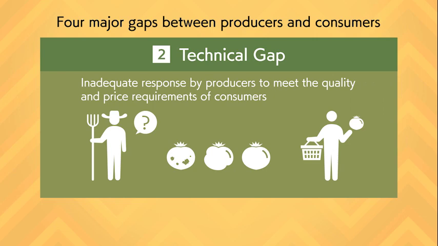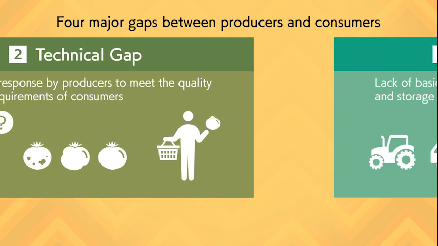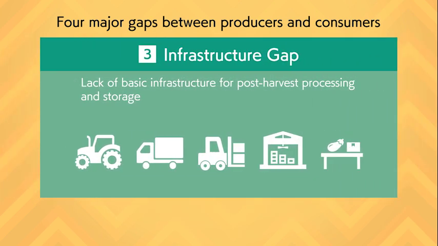The technical gap refers to a situation where technical constraints make it difficult for producers to meet the quality and price requirements of consumers. The infrastructure gap refers to the lack of basic infrastructure for post-harvest processing and storage, which is important for quality control.